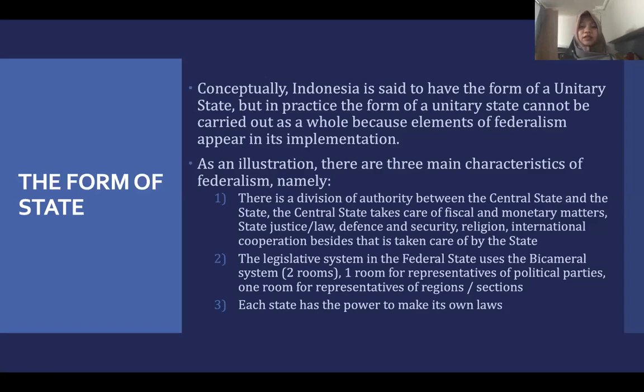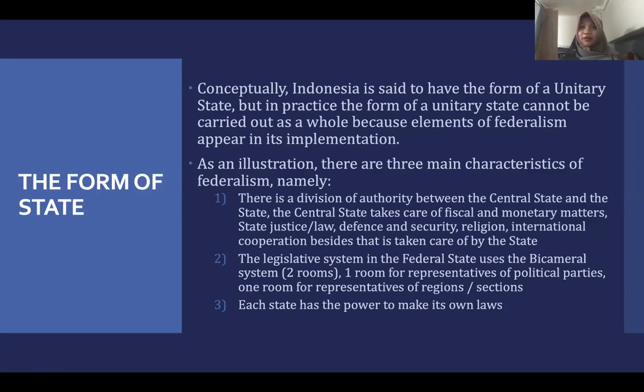Second one, the legislative system in a federal state uses the bicameral system, or two rooms. One room for representatives of political parties and one room for representatives of the regions. In a unitary state like Indonesia, we also have the bicameral system. One room as the representative of society, the DPR, and one room for the representatives of the regions, which we call the DPD, Dewan Perwakilan Daerah. The third one, each state has the power to make its own laws. I mean, each region or local government has the power to make its own laws.